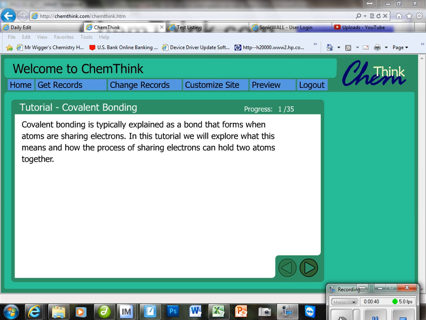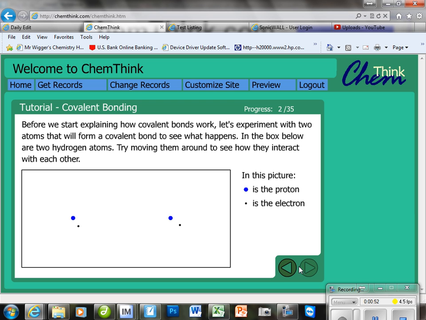In this tutorial, we will explore what this means and how the process of sharing electrons can hold two atoms together. So here's two atoms. These are both hydrogen atoms, and I'm going to move them for you to show you what happens. And what you're looking at over here is one electron going around one hydrogen atom and its random motion and distance from that nucleus. Okay, the nucleus of course is only one proton.